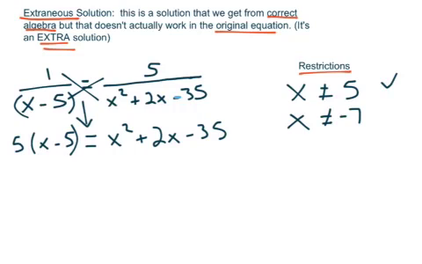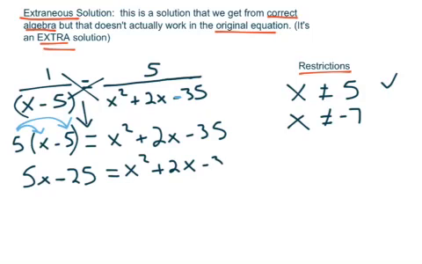Is everybody with me? We've done the exact same thing we've been doing. It just is an uglier problem. So now I am going to distribute. So I've got 5x minus 25 equals x squared plus 2x minus 35.